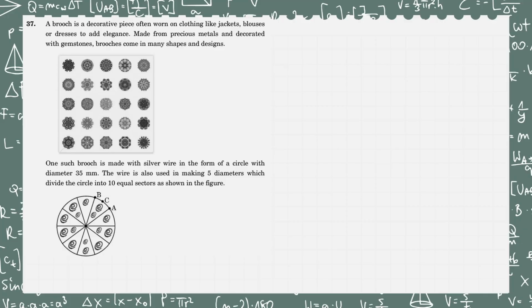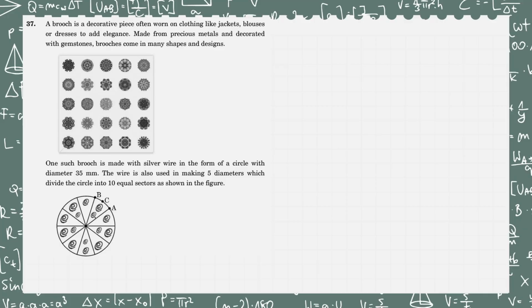The wire is also used in making 5 diameters which divide the circle into 10 equal sectors as shown in the figure. So let us try to understand the situation. This full circle's outer circumference and all the diameters are all made up of silver wire. Okay, so that's the scenario.